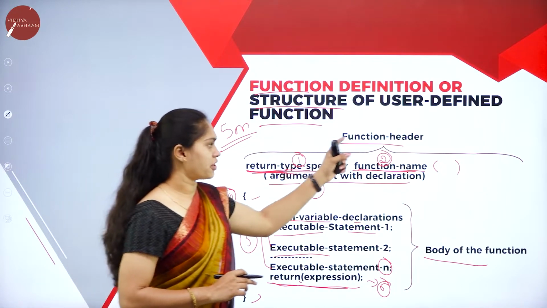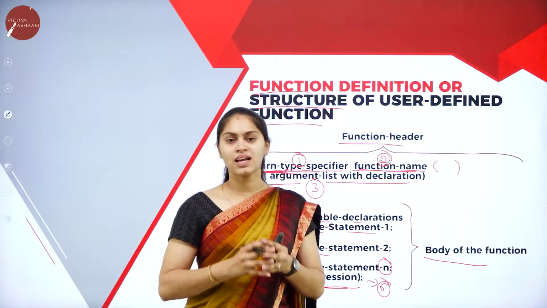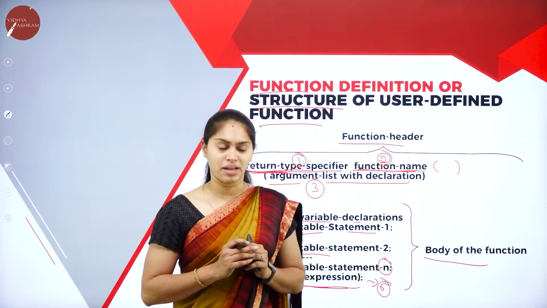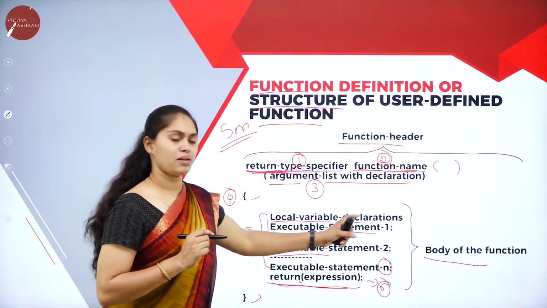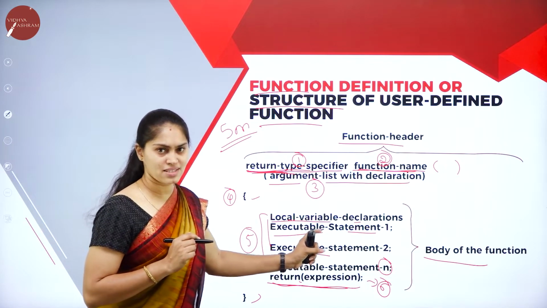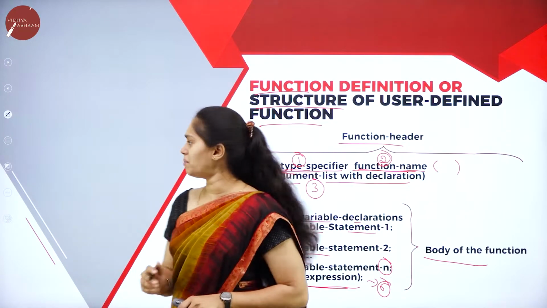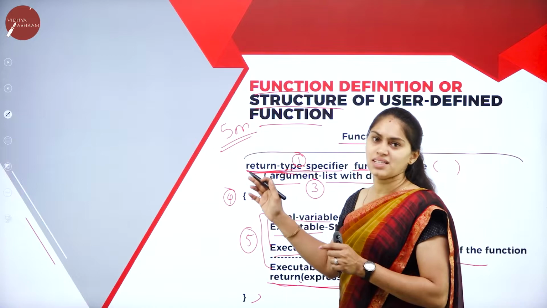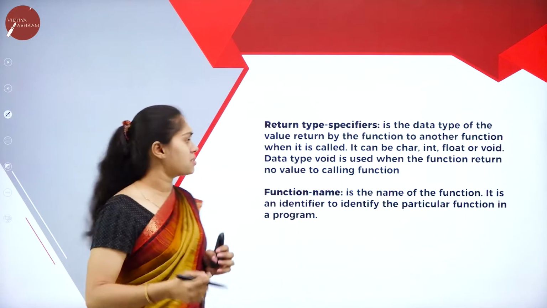Okay, so here the function header comprises the return type specifier and function name along with a list of arguments or parameters, and the body of a function comprises local variable declarations and executable statements along with a return value. So let me take one example to make you understand how we are going to use all these statements in our program. Okay, so we'll see about this return type specifier.